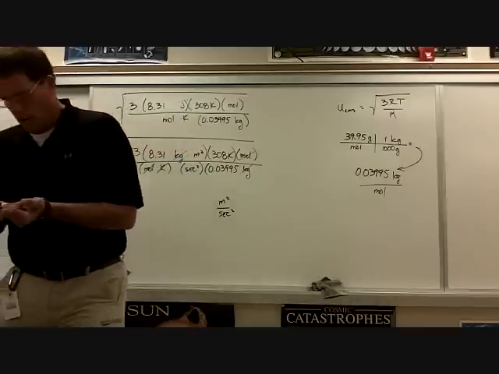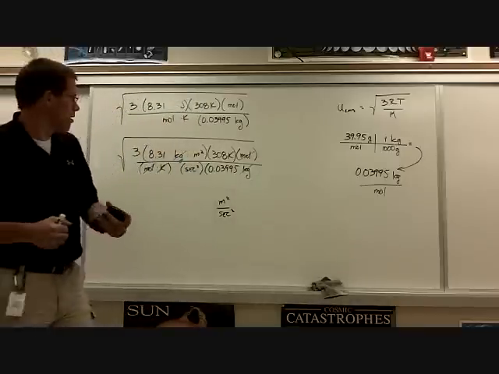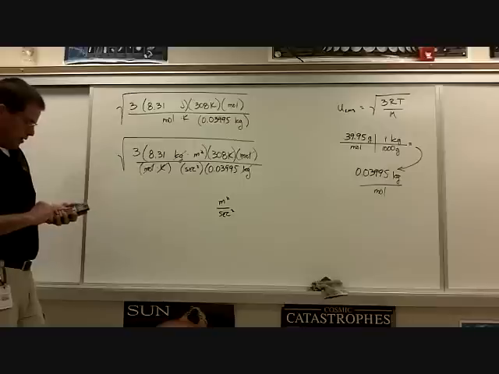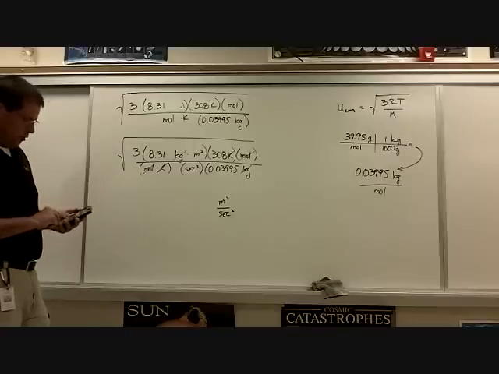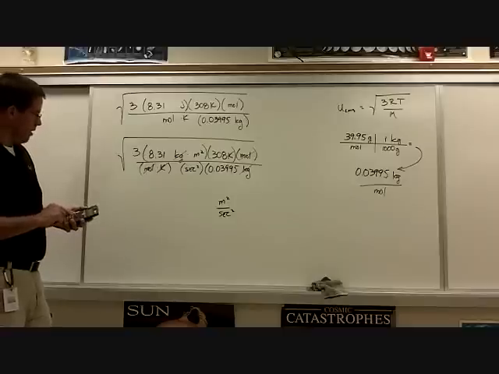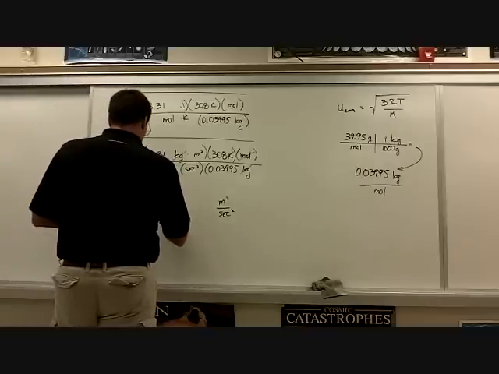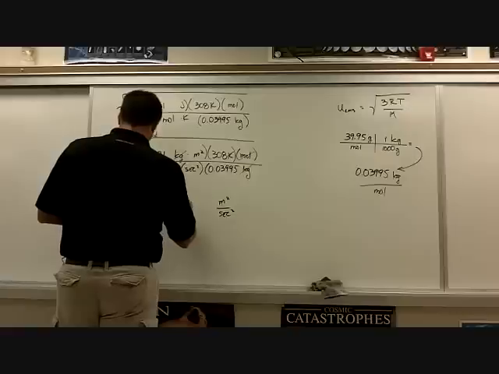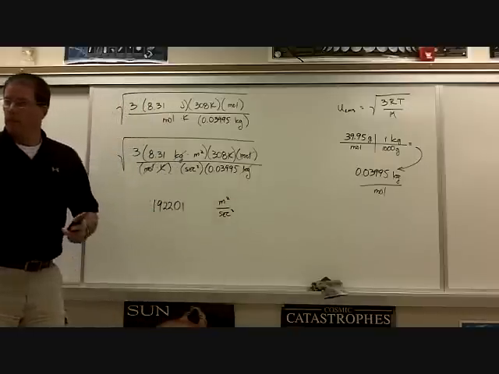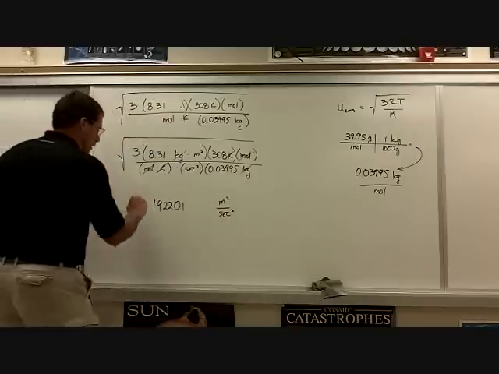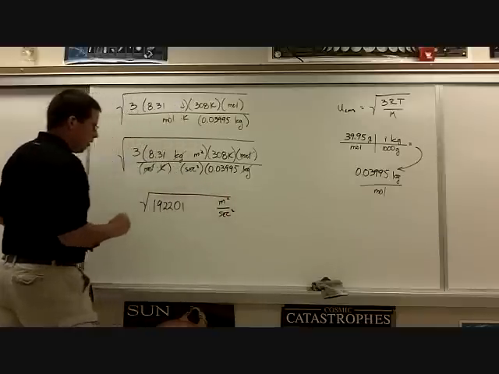Now let's get a value here. Okay. So 3 times 8.31, divided by. Okay, so my calculator at this moment says 192,201 and so on. Okay, I don't want to rewrite that. So put that under the radical.